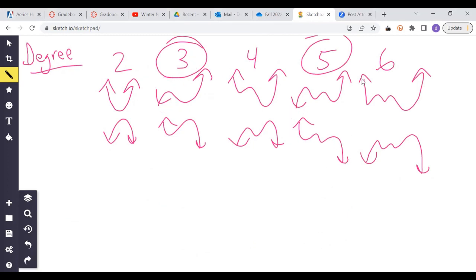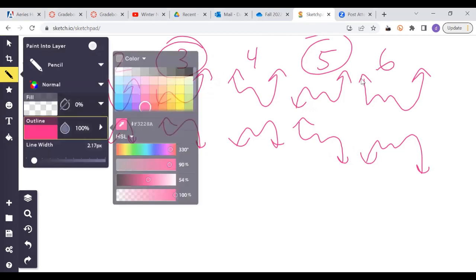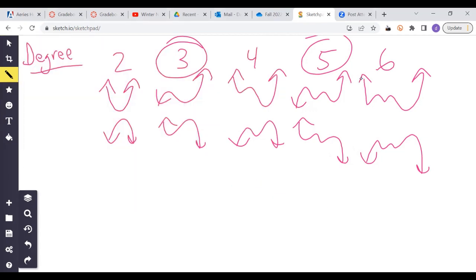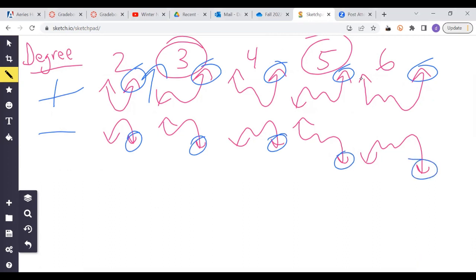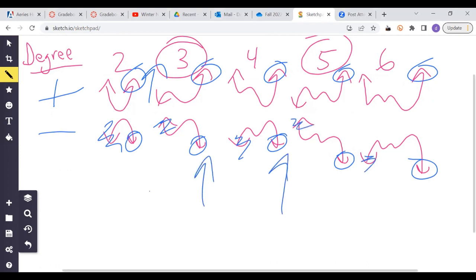Now, what about the idea of positive or negative? For the idea of positive, negative, the only thing you look at is the right arrow. If the right arrow goes up, you have positive orientation. This whole upper row of graphs is positive orientation. The bottom row is all negative, because if you look at the right arrow, they all go down. You don't look at the left arrow for positive, negative. You only look at the right arrow. If it goes up, you have positive. If it goes down, you have negative orientation.